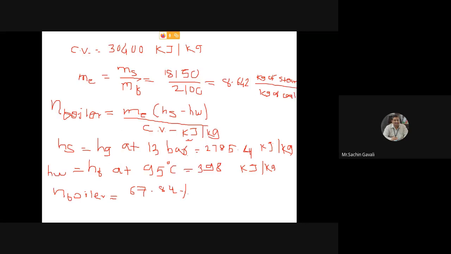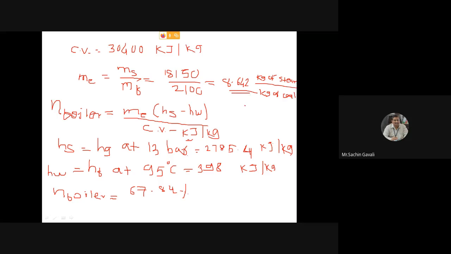Capacity of boiler, in this case, can be the evaporative capacity. It is 8.642 kg of steam per kg of fuel, because it can be expressed in terms of fuel burned. That is m = ms upon mf. So this will be the capacity of boiler, 8.642. Evaporative capacity means the rate at which steam is generated from the boiler, in kg per hour or per kg of coal. This much is the capacity of the boiler for this condition.